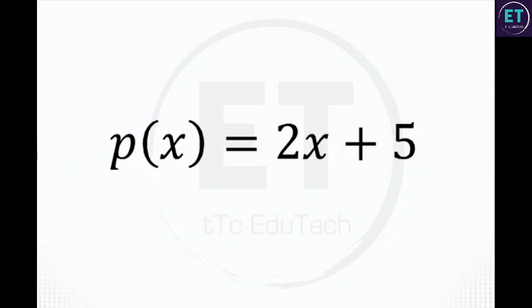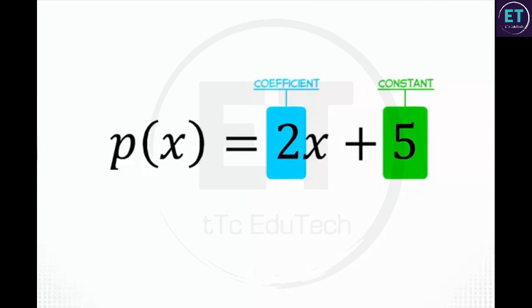Let's consider a linear polynomial 2x plus 5. Here x is the variable with 2 as its coefficient and 5 is the constant term.